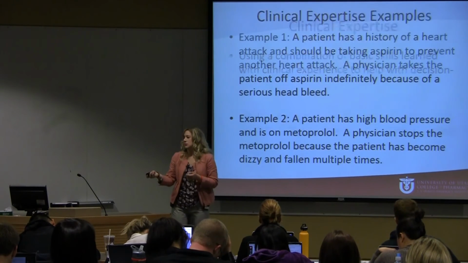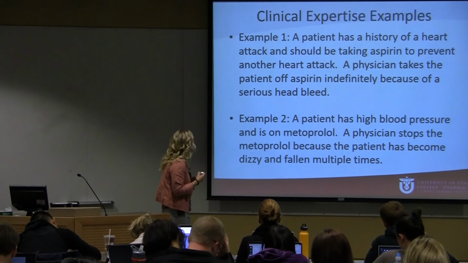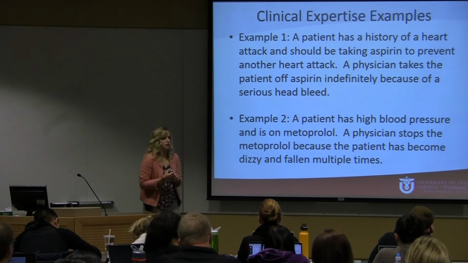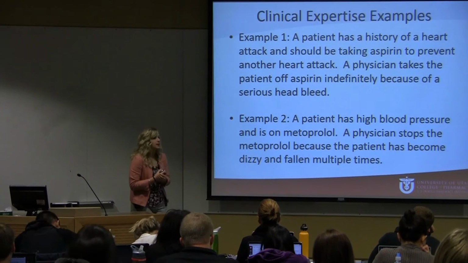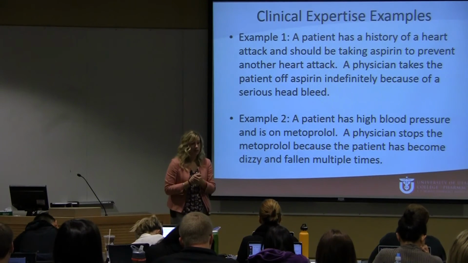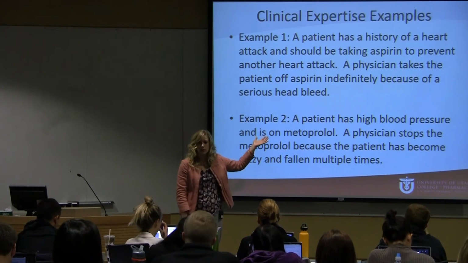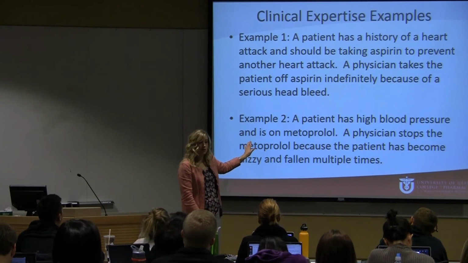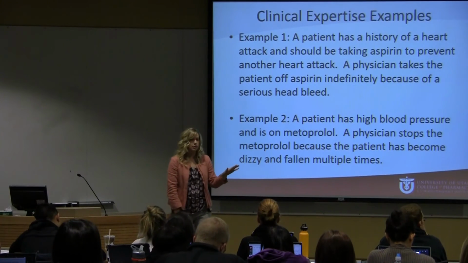So here are some examples for you. Example 1, a patient has a history of a heart attack and should be taking aspirin to prevent another heart attack. The physician takes the patient off aspirin indefinitely because they had a serious head bleed. So here's when you say, is it worth it, right? The best evidence for this patient for preventing another heart attack would be to give them aspirin. But in this patient, we decided not to do it. So here's where clinical expertise comes in because the risk may be too great for this patient.